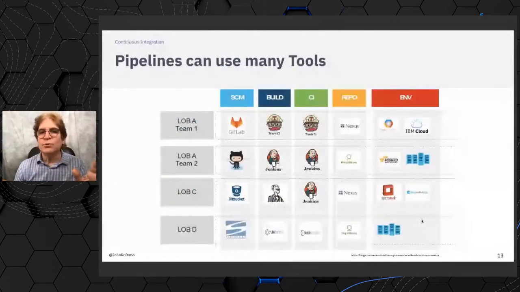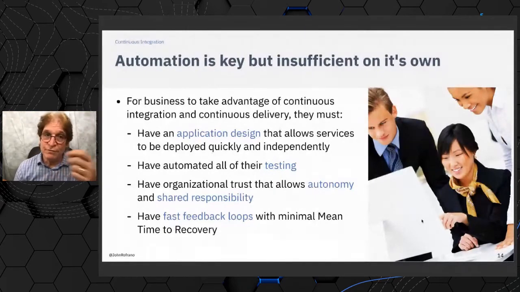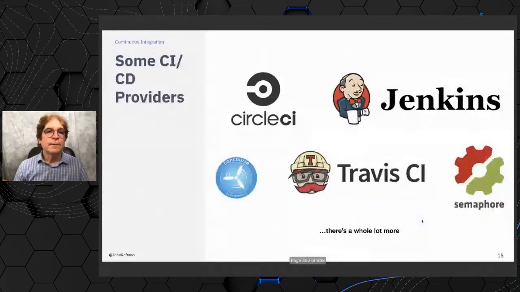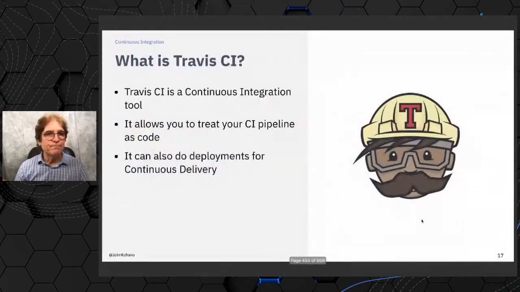You could use many tools within an organization. The only stipulation is that you use tools, right? You automate this. Don't do all this manually. But automation is not sufficient on its own. Your application design has to allow for this, to allow testing of little components. Okay, so there's lots of tools: Jenkins, Circle CI. We're going to use Travis.